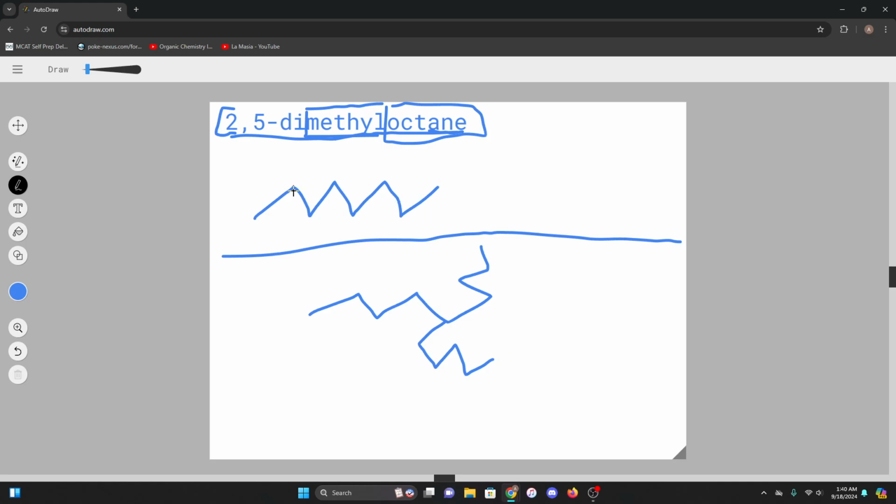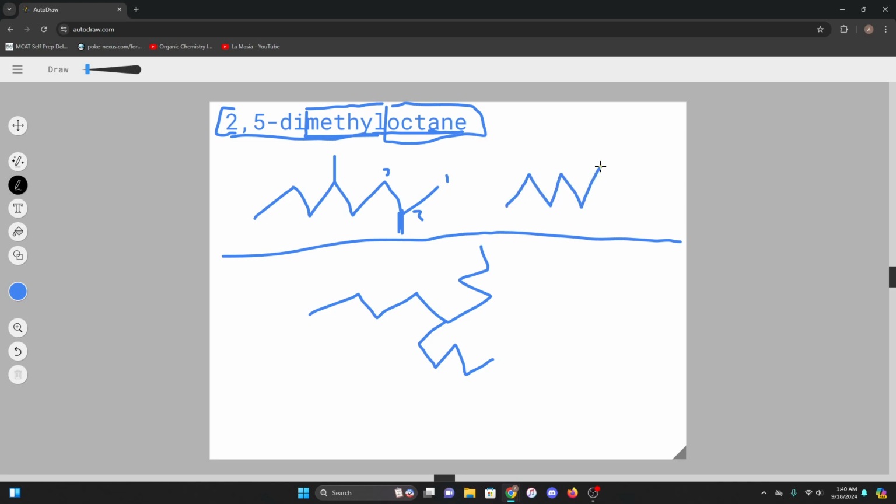Now, there's technically 2 ways to do this. We could start by numbering this 1, 2, 3, 4, 5, and we could start at 2, and we could draw the methyl group right here, and then 3, 4, 5, and right there. That's one way of drawing the dimethyl octane.